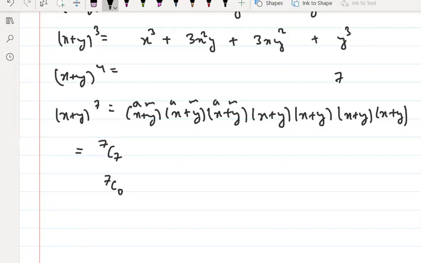Okay, got it, Navya? So this is what you have selected. X is apple, how many apples? 7 apples, into Y is mango, how many mangoes? 0 mangoes, right? Okay, plus. Now you have to select 6 apples and 1 mango.